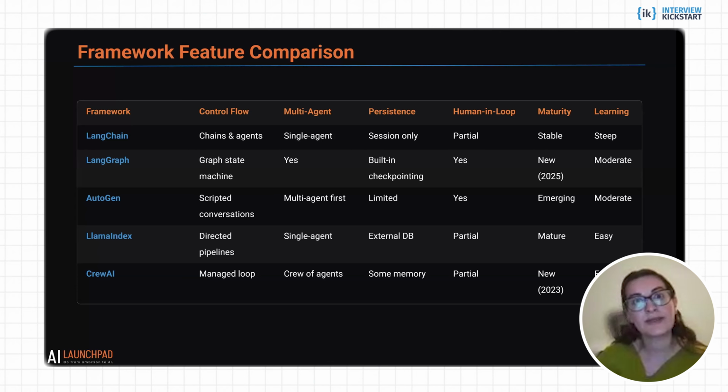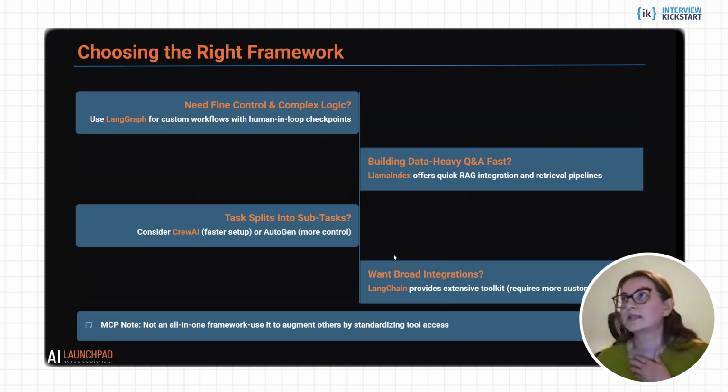CrewAI is newer. It's designed for teams of agents, and it takes a lot of complexity away from you, and it has simple APIs that make building all of these easier. And yeah, it needs minimal setup, so that's why the learning curve is actually quite easy.